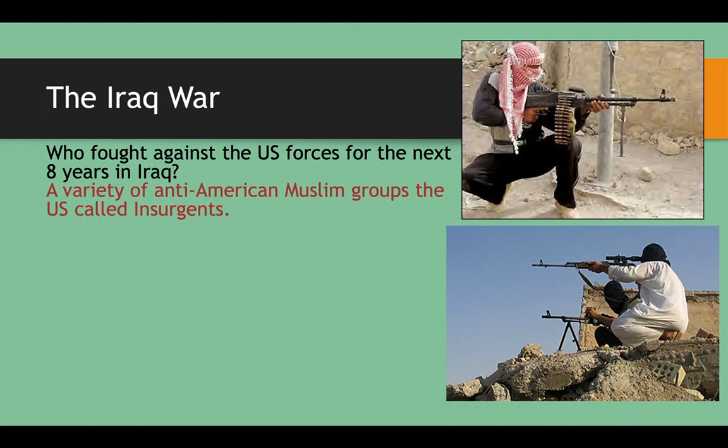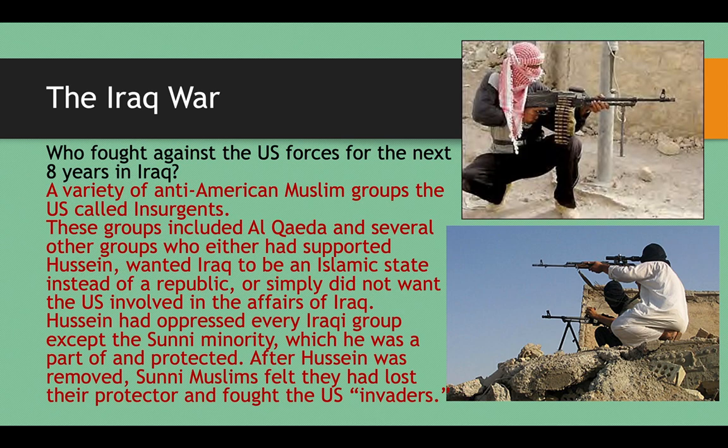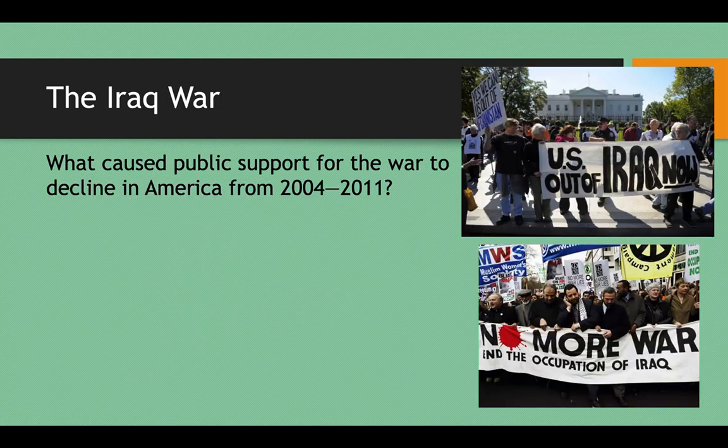Throughout the next 8 years in Iraq, the U.S. forces fought against a variety of anti-American Muslim extremist groups that the U.S. collectively called the insurgents. And these groups included members of al-Qaeda and several other groups who either had supported Hussein, who wanted Iraq to be an Islamic state instead of a republic, or who simply did not want the U.S. involved in the affairs of Iraq. Hussein had oppressed every Iraqi group except the Sunni minority, and so after Hussein was removed, Sunni Muslims felt that they needed to fight against the U.S., who they considered to be invaders.